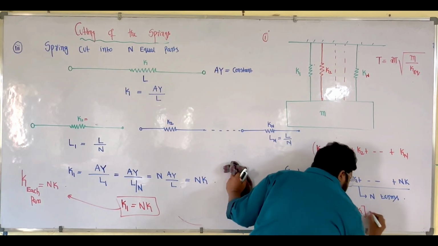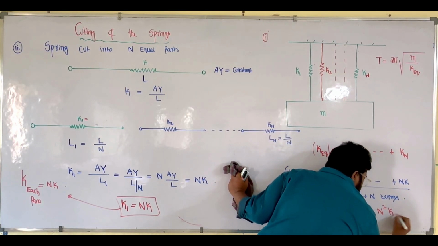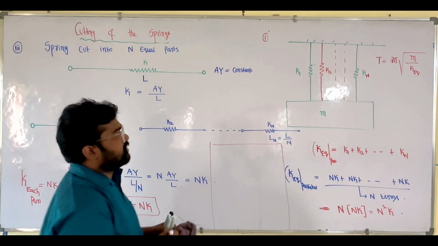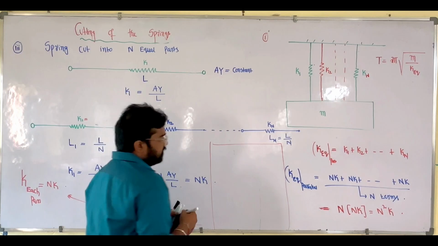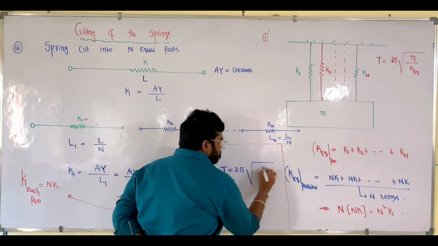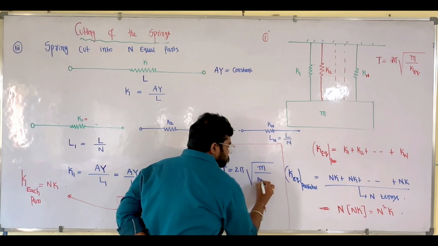That is equal to how much? n square k. So what is the time period of oscillation here? T equal to how much? 2 pi square root of m by n square k.